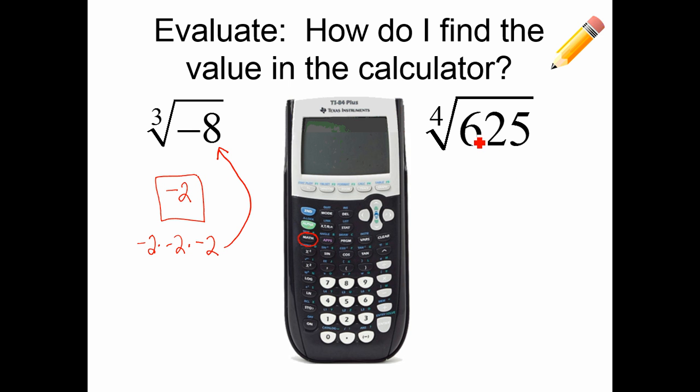Now, 625, the fourth root of 625, many calculators do not have a fourth root button. And this is why it might be beneficial to change its notation.